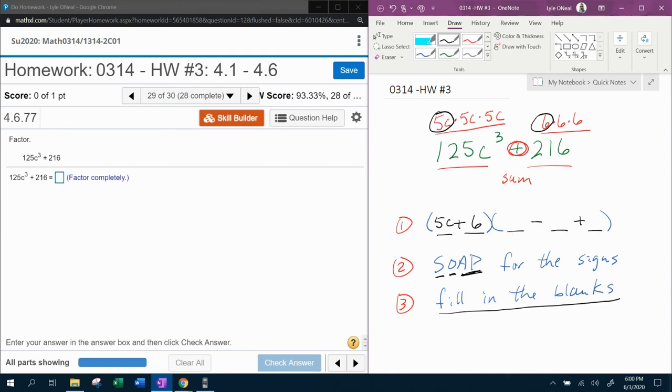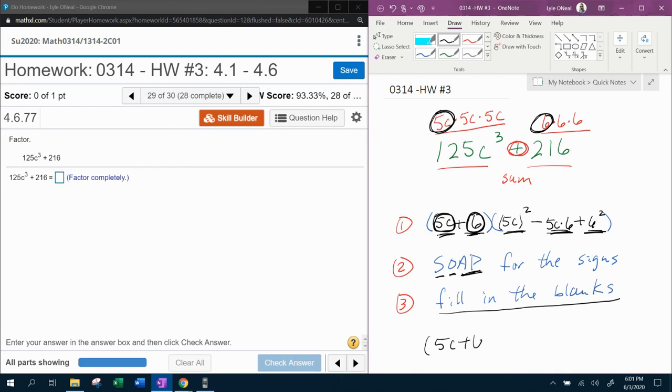And then for the other three blanks, we're going to square, multiply, square. So we're going to take this first term here, the 5c, and we're going to square it, okay? For the middle blank, we're going to take the 5c and the 6, and multiply 5c times 6. For the last blank, we're going to take the 6 and square it, okay? So the 5c and the 6 come from up here, 5c and 6 here and here, and then you're going to square, multiply, square.